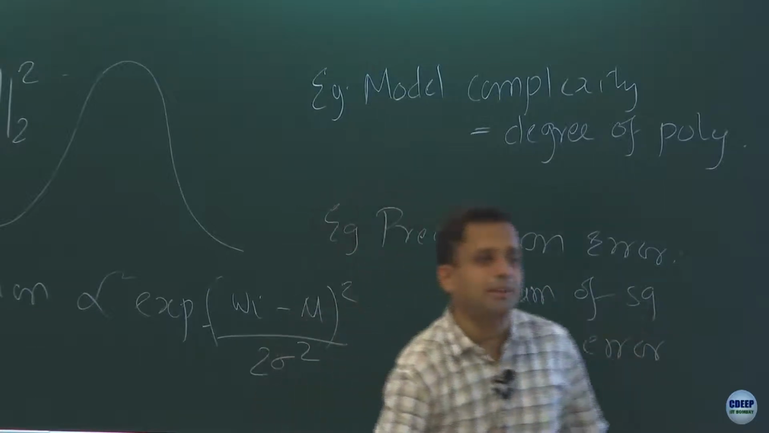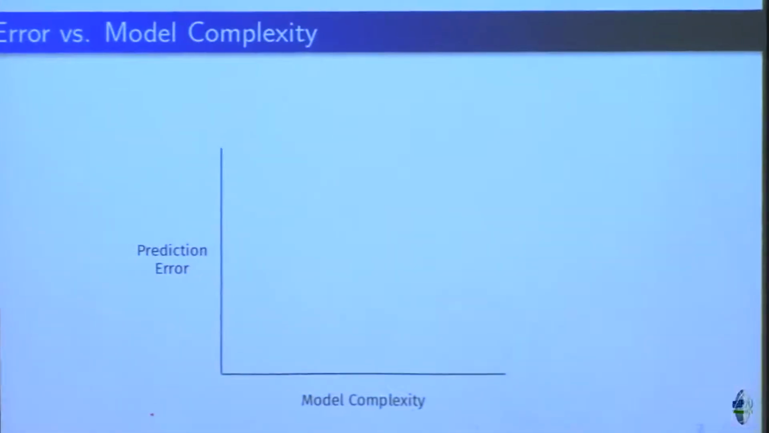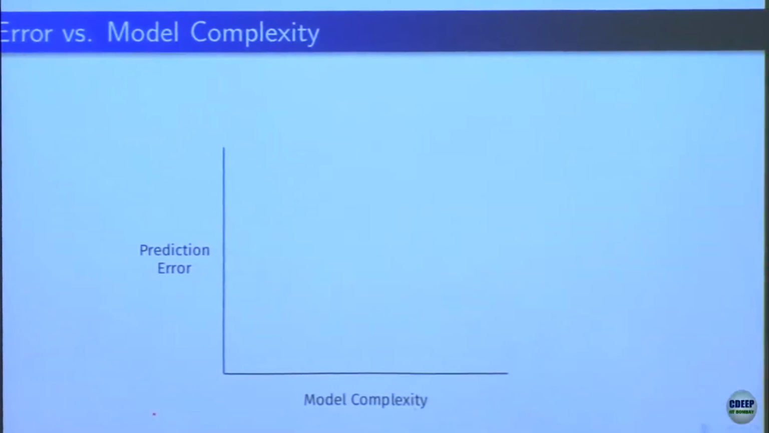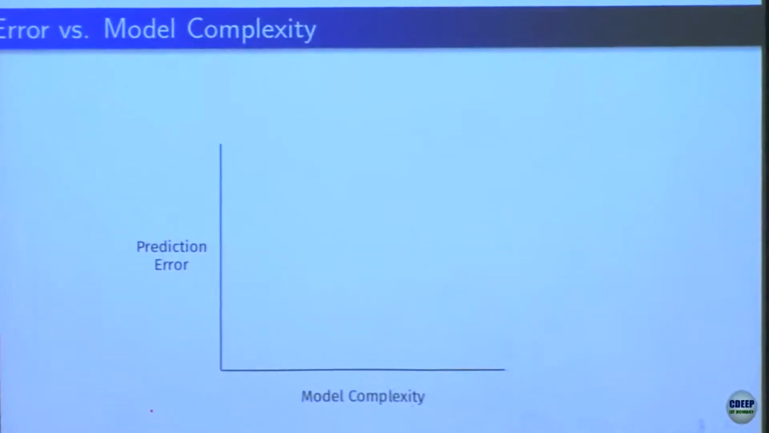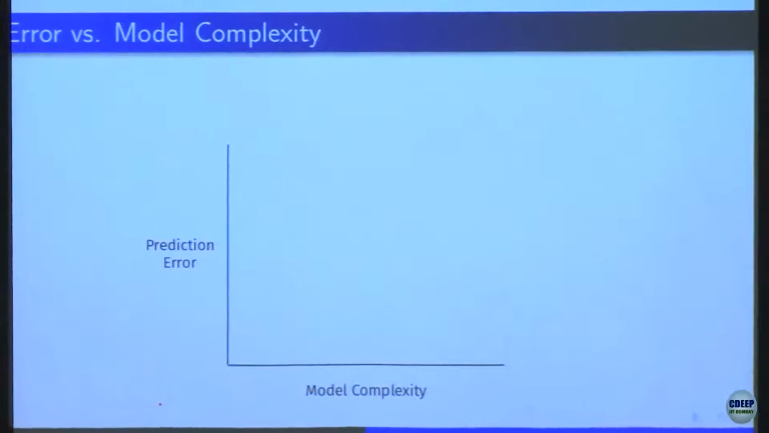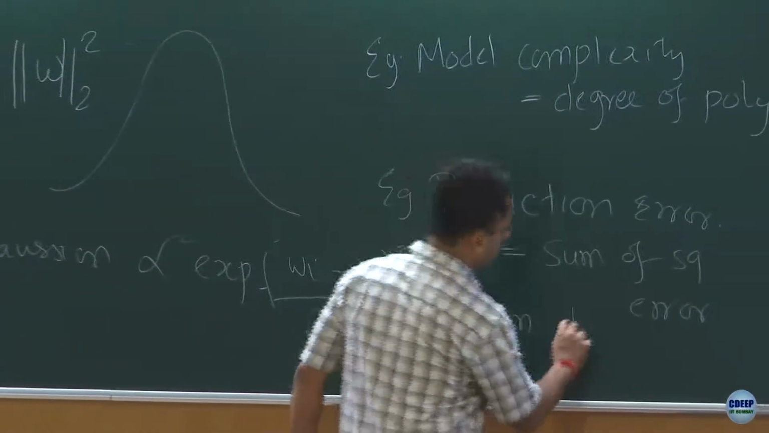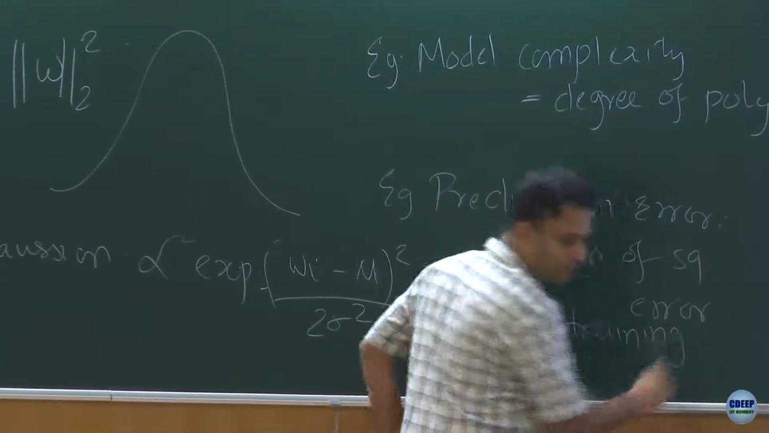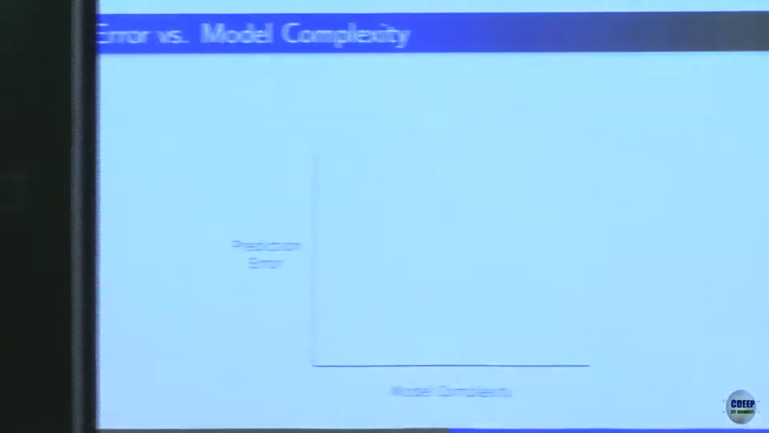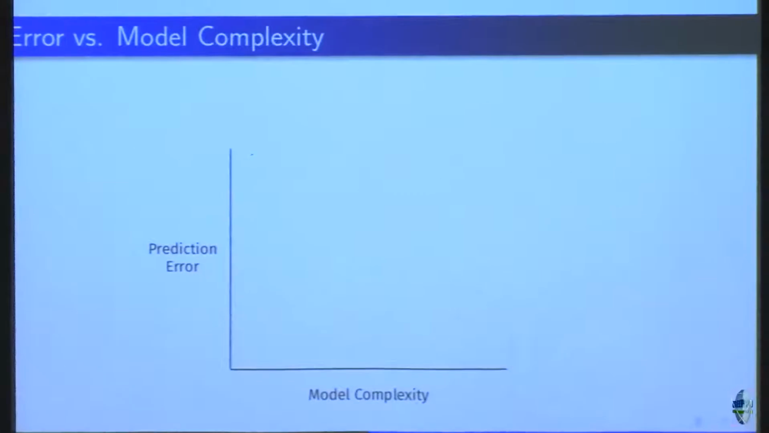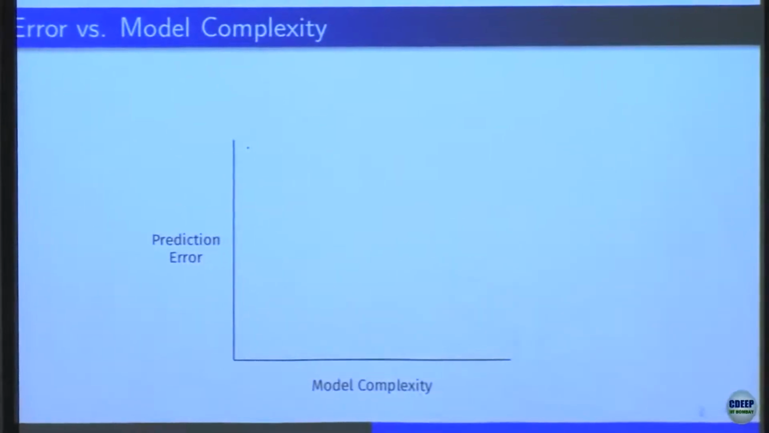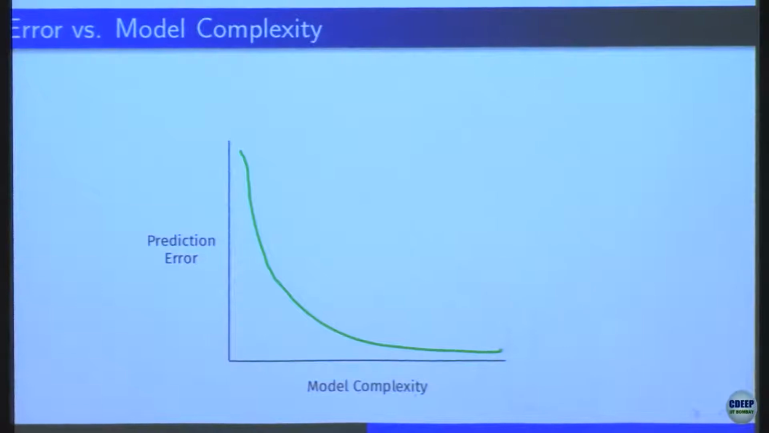Okay, now tell me what do you think the plot will look like? So as the complexity increases, now prediction error, sum of squares error, I didn't specify on what? Train data or test data? Test data. Okay, so let's start with training data. So on training, what do you expect? Very quickly decreases, right?